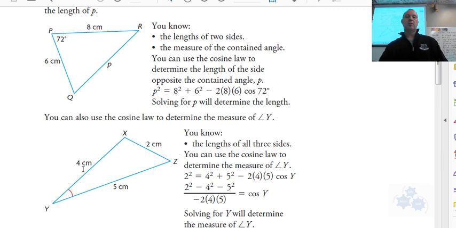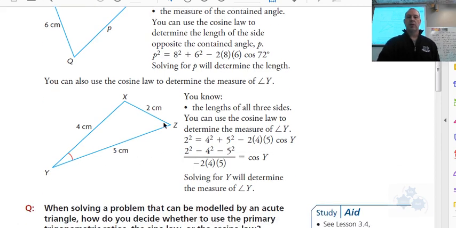The other one, the situation side, side, side: use the cosine law to find the angle. Okay, and remember, you always start with the side that's opposite the angle. That's the one that goes on the left side of the equation all by itself. So 2 squared goes on the left side of the equation because cos y is going to be at the end, right down here. So 2 squared equals 4 squared plus 5 squared minus 2 times 4 times 5 cos y.